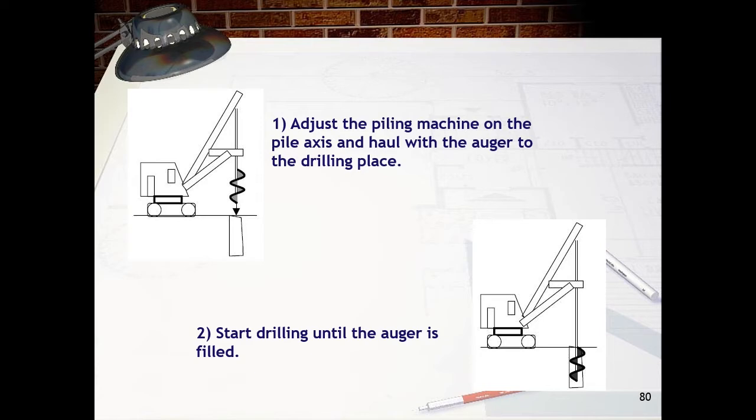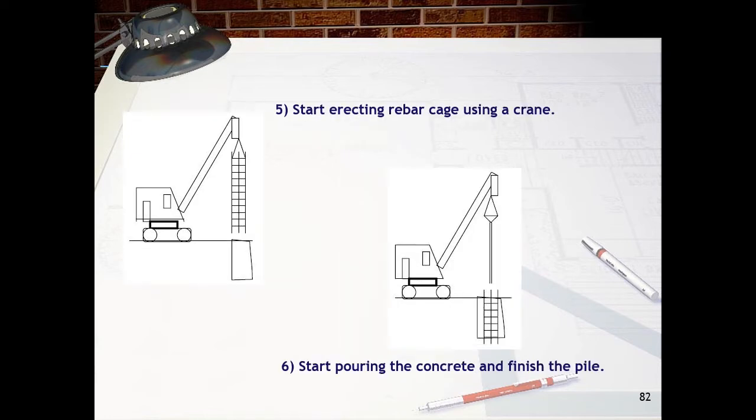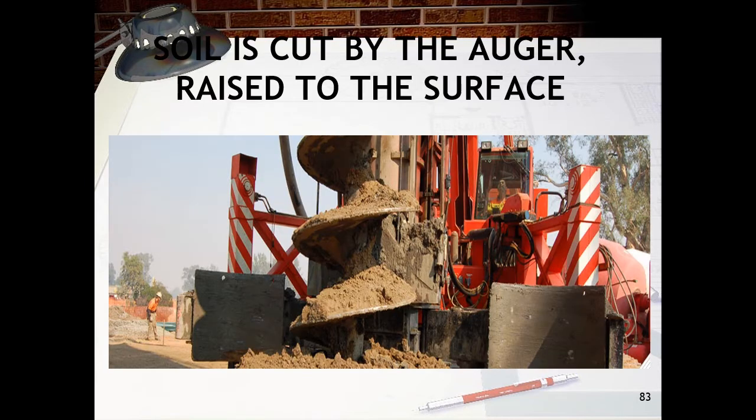The installation, first, we need to adjust the piling machine on the pile axis and hold the auger to the drilling place. Jadi kita kena set dia pada the position. Start drilling until the auger is filled. Next, return from the drilling level to the top of the pile hole. Jadi drilling tu akan kita keluarkan daripada pile hole and unload the dirt in the unloading area. Start erecting rebar cage using crane and next start pouring the concrete and finish off the pile.